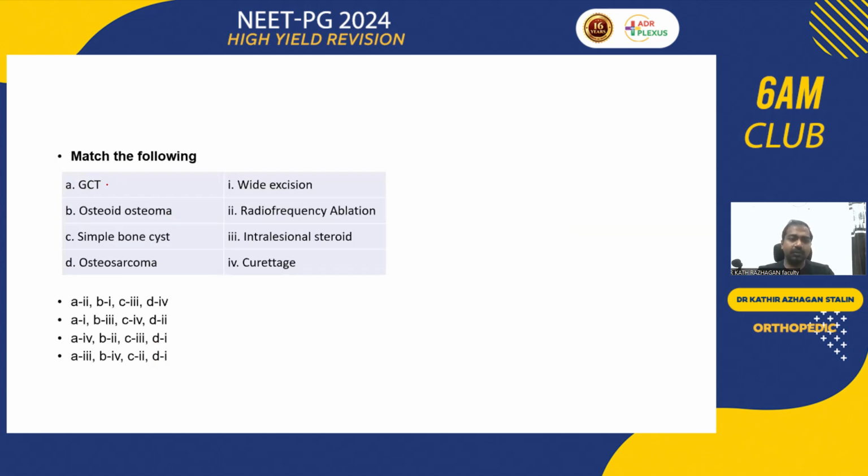GCT. What will you do for GCT? We have to actually do an extended curettage. So I am going to look for extended curettage in any other options. None of these options are extended curettage. So GCT I am matching with this. So A is going with 4. Which of the option is A4? Yes, that's all. I don't even need to see other options.